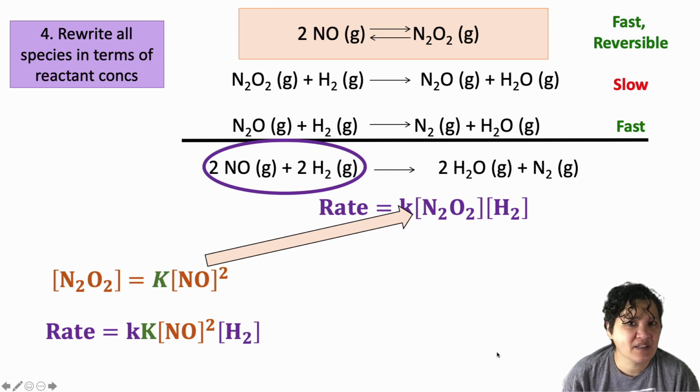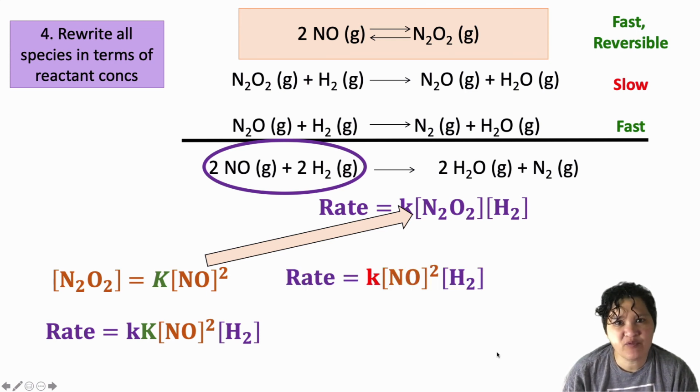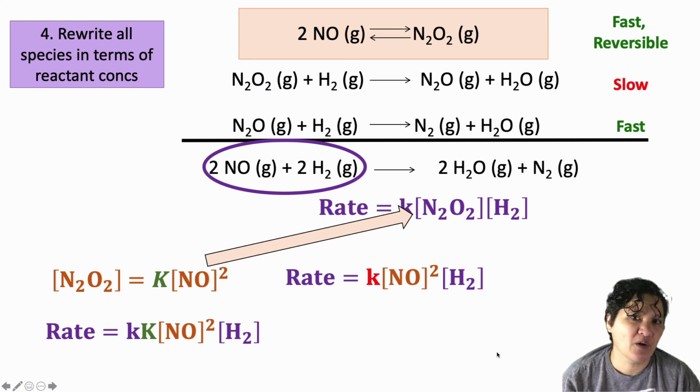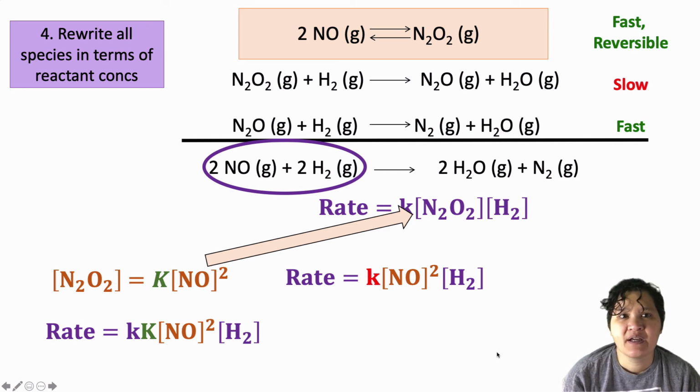What's one constant times another constant? It's a third constant, which I have represented here with a red K. This is what our actual experimental rate law will look like. A rate constant times the concentration of NO squared times the concentration of H2.